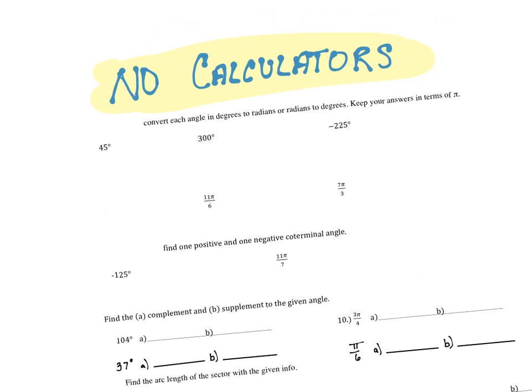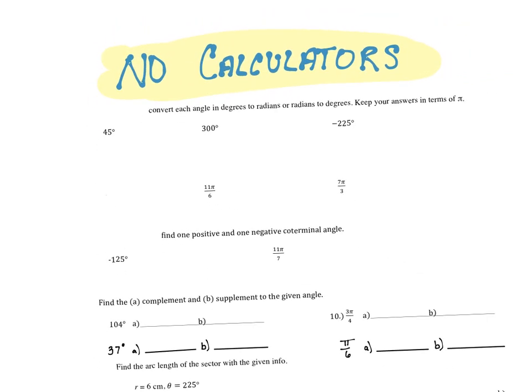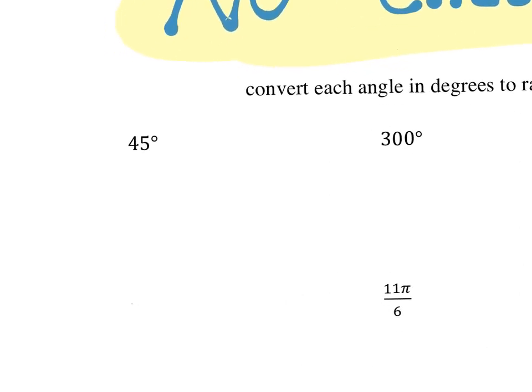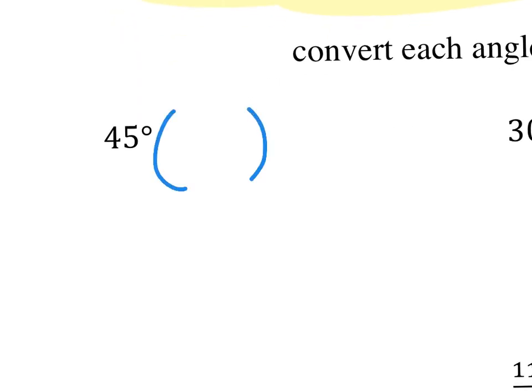If it says to keep your answer in terms of pi, you don't have a calculator. I'm not asking you to multiply your answer by 3.14. Leave the pi in your answer. So if I start off here with 45 degrees, that means I'm going to what? Radians. So my conversion would be what over what? Pi over 180. Why is the 180 degrees in the denominator? So the degrees will cancel out.